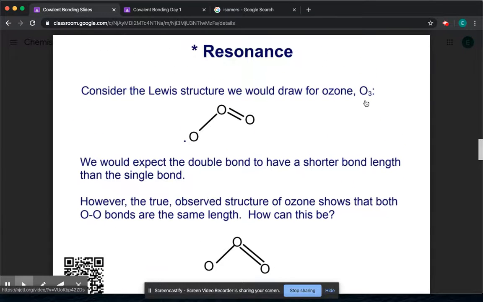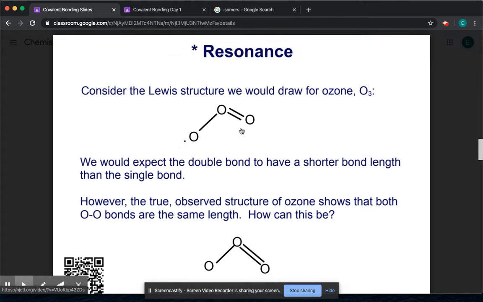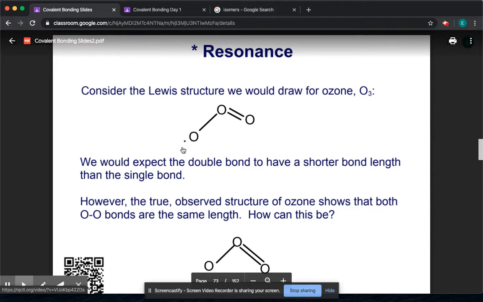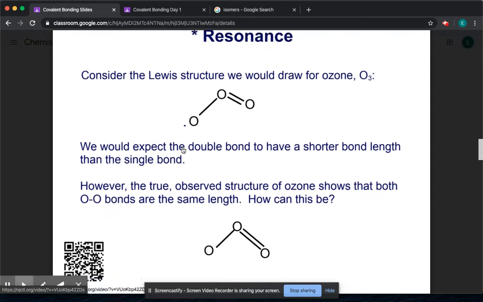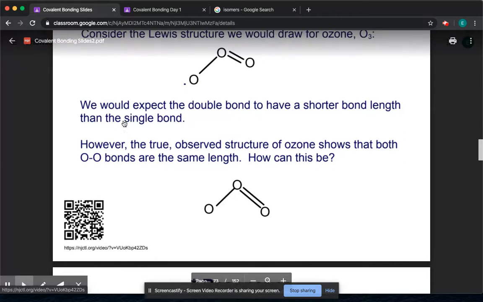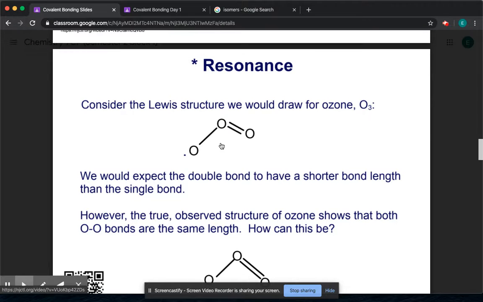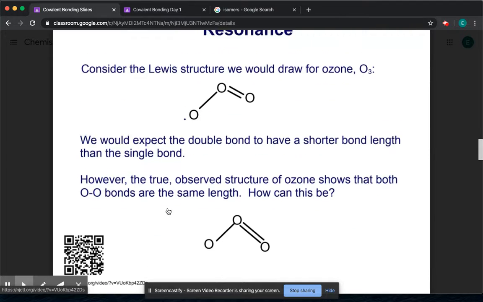They start off with ozone as an example, but they don't have the dots like we've been doing in the past. So I'm actually going to do it with the dots so you can make more sense of it. What they say here is consider the Lewis structure for ozone. You would expect the double bond to have a shorter bond length. Right now in ozone, the double bond is here, and you have a single bond here. Single bonds would be longer than double bonds because single bonds are weaker. We talked about that briefly.